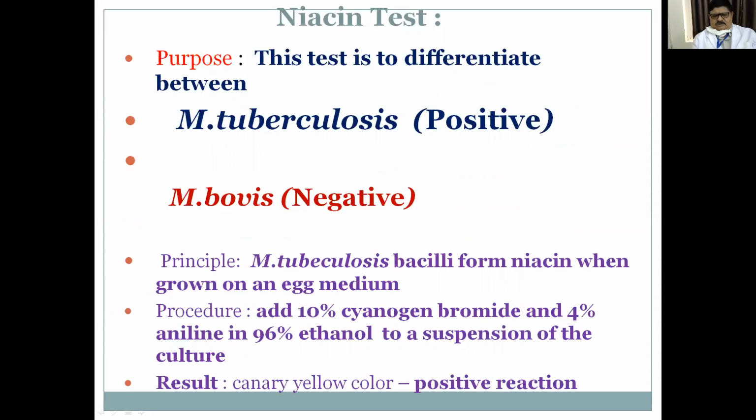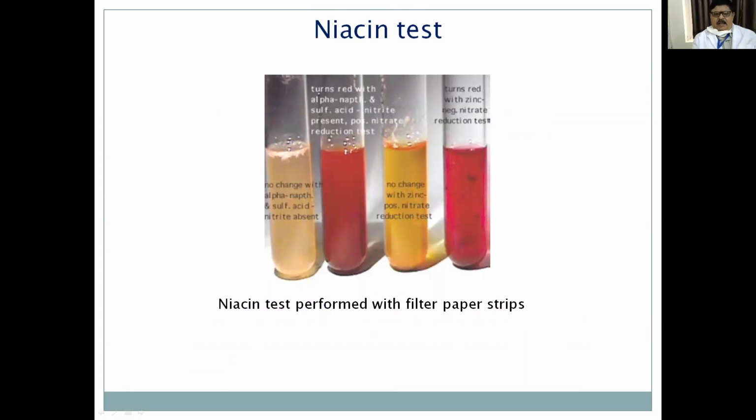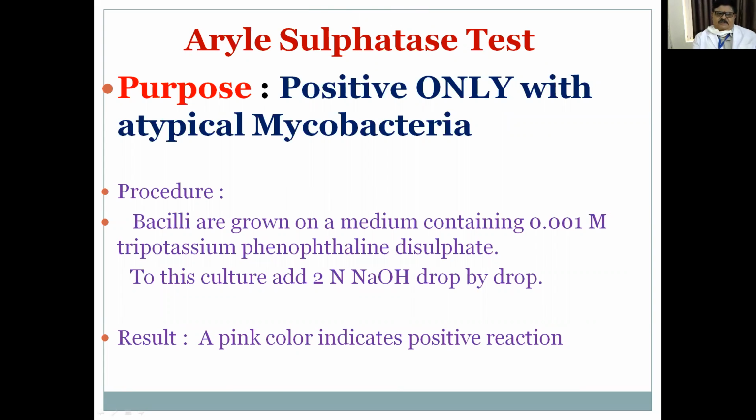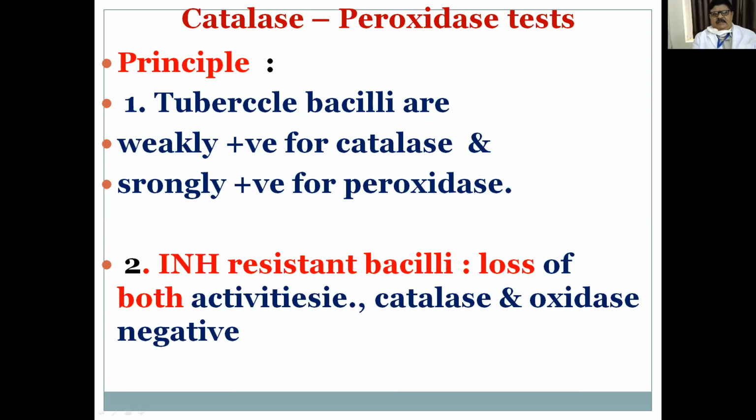So as I told you, don't go into the detail of doing the test. And remember, it's negative in bovis, but positive in tuberculosis. And aryl sulfatase, positive only with atypical mycobacteria. Catalase peroxidase. Remember that tubercle bacilli, peroxidase is something to do with oxygen, as the name suggests. Strongly positive for peroxidase and weakly positive for catalase. Whereas INH-resistant bacilli show loss of both of these activities, catalase and peroxidase, negative.